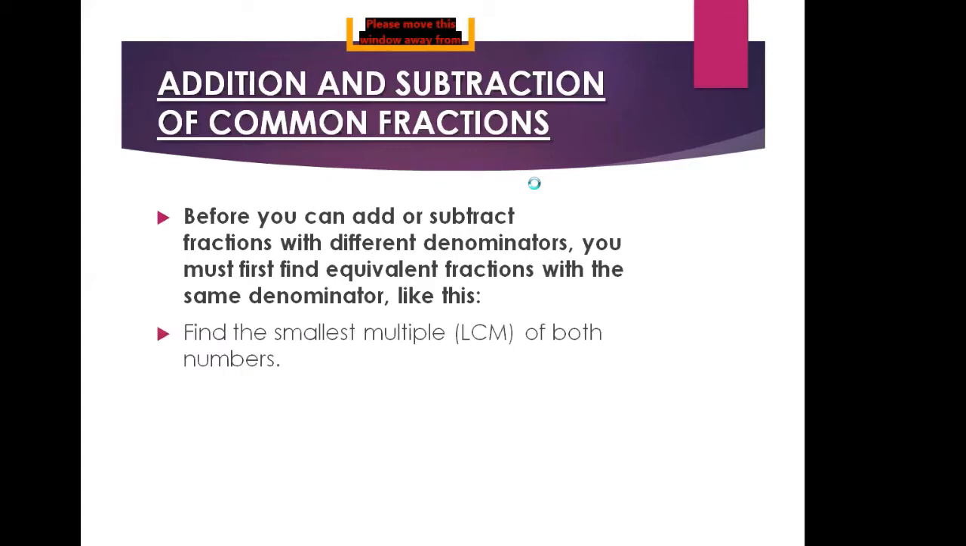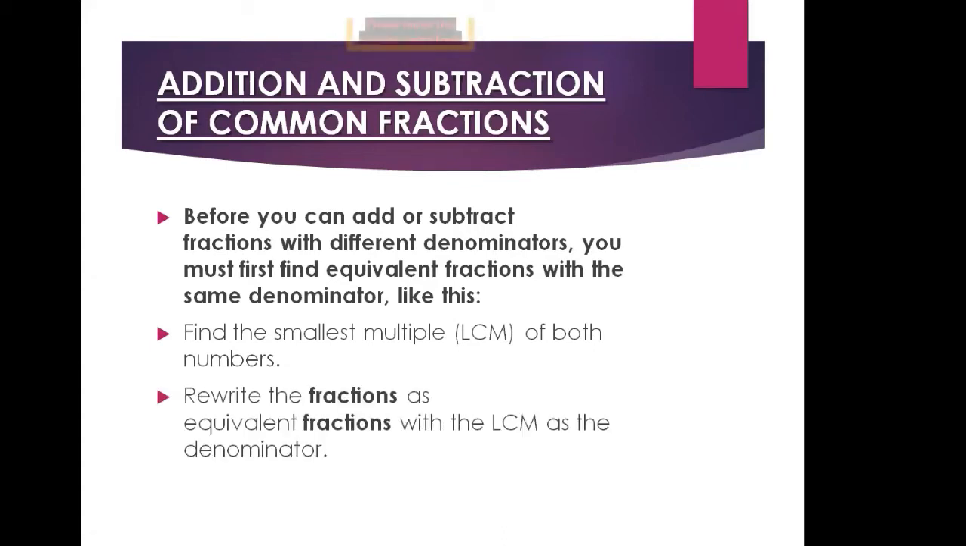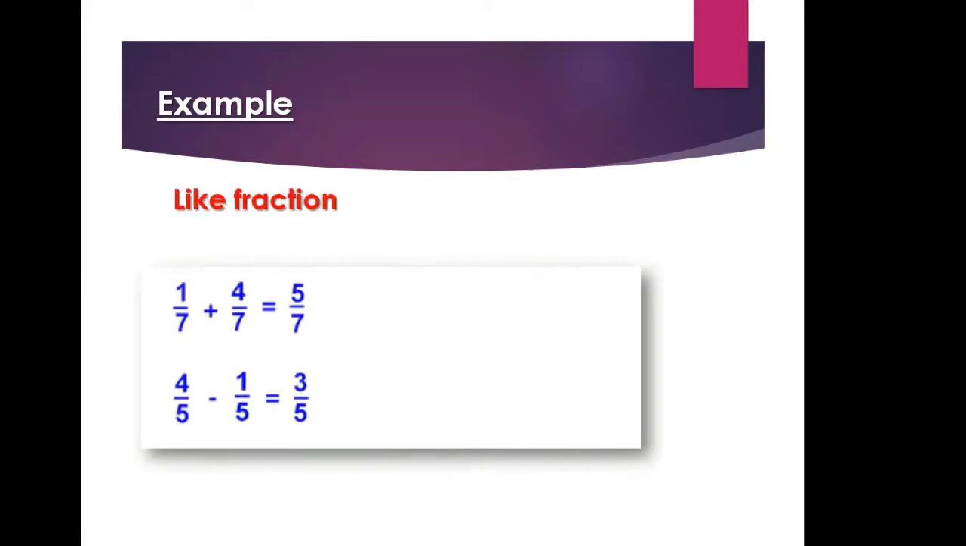Now, what are the steps to make the denominators equivalent to each other? Find the smallest multiple, the LCM of both numbers, and rewrite the fractions as equivalent fractions with the LCM as the denominator. Check this example, like fractions. Here we have like fractions 1 over 7 and 4 over 7. The denominators of both fractions are the same. So this is case number 1, that is like fractions. When we have the same denominator, we just simply add or subtract.